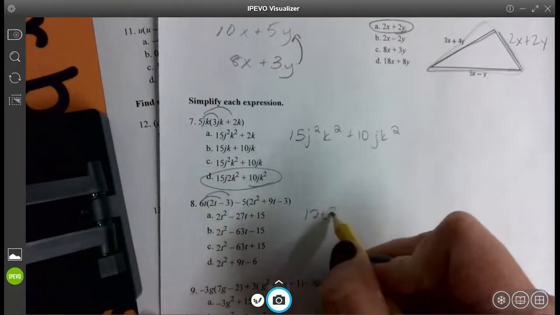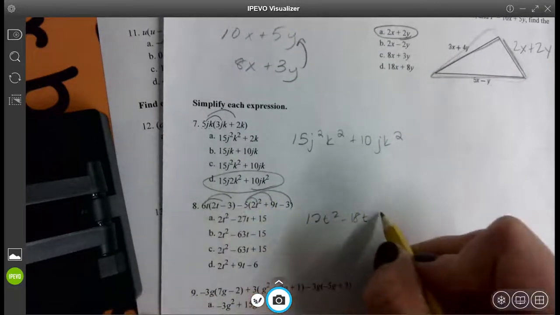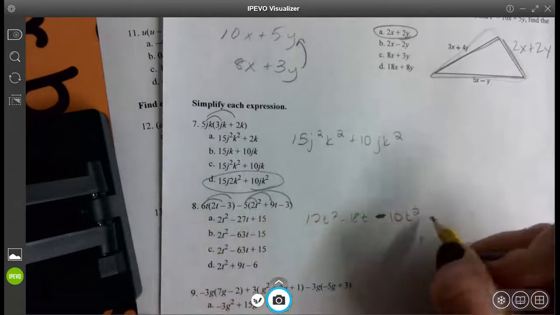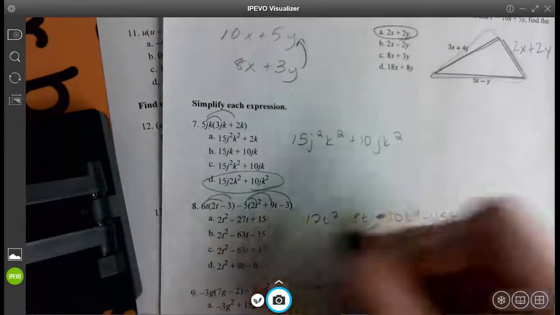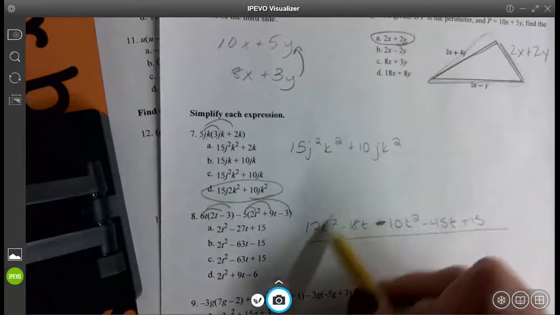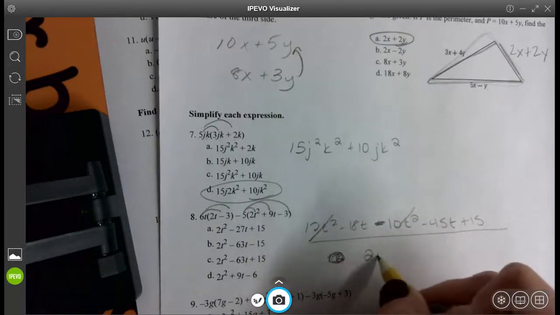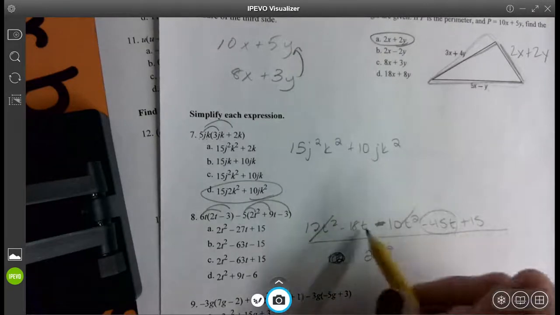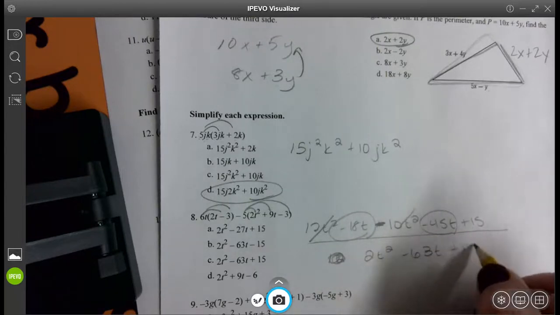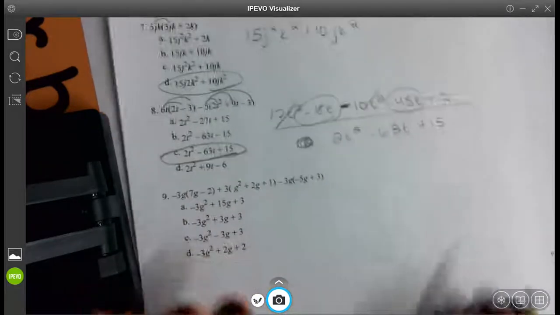Here I'm going to distribute to both. That's going to be 12t squared minus 18t. Here I also have to distribute, so we get 10t squared. That's negative, be careful. Negative 45t plus 15. Well, I have to clean it up. I have to simplify to get 12 minus 10, which is 2t squared. Negative 45 and a negative 18 is a negative 63. And then we have that positive 15 left over. So your answer is C. Be careful when you circle.